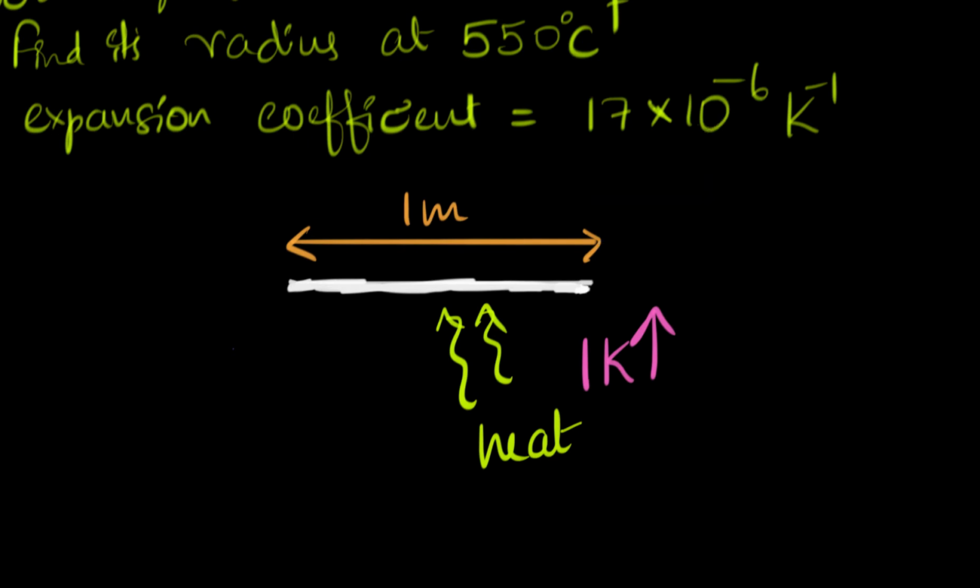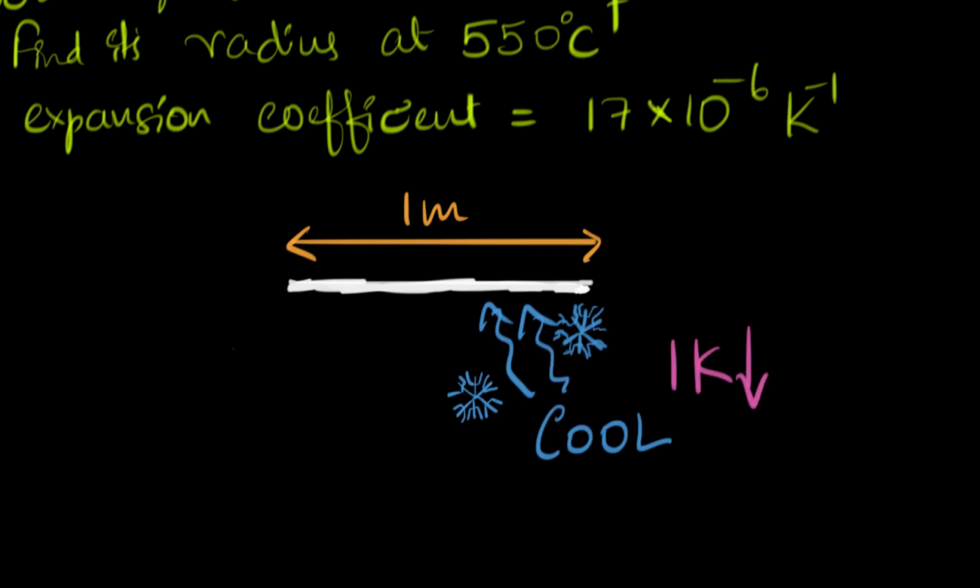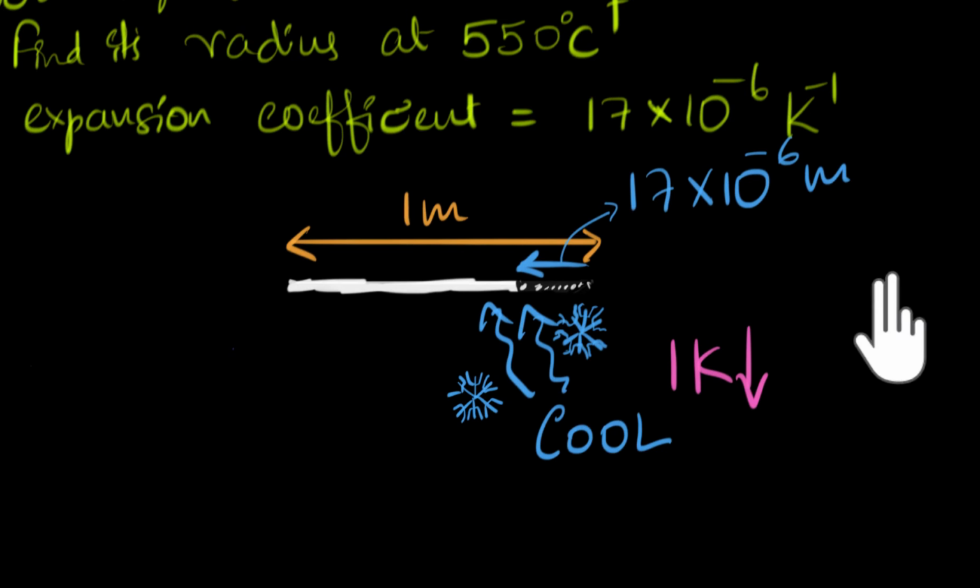And similarly, you could also cool it down by 1 Kelvin. Say you decrease the temperature by 1 Kelvin, then the rod would shrink. And again, the rod would shrink by exactly that value. That's how you think about this number.